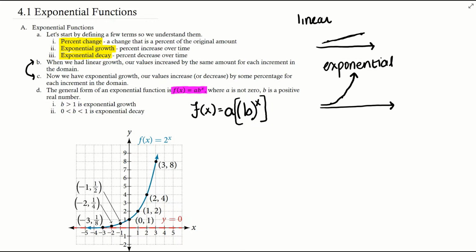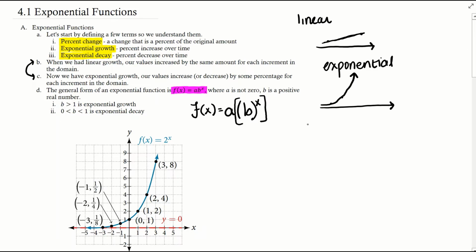What happens when a is 0 is that you just get f of x equals 0. So no matter what your x value is, you would just get the x-axis, because it would just be 0. Your y would always be 0. So b has to be positive, or else it would jump back and forth.